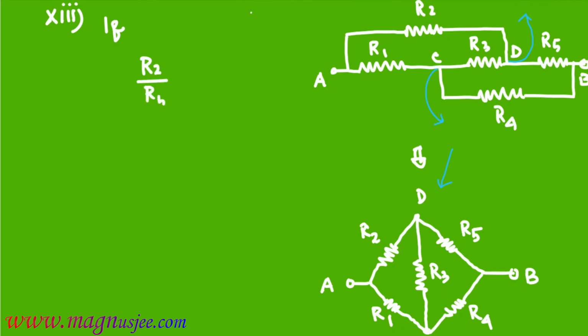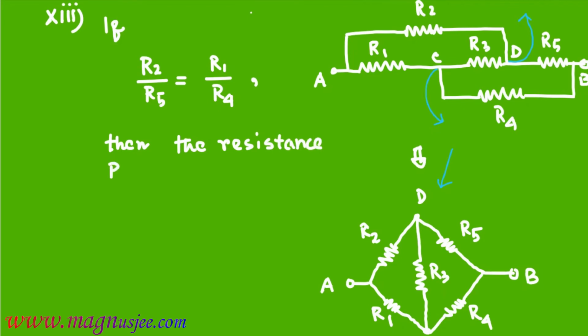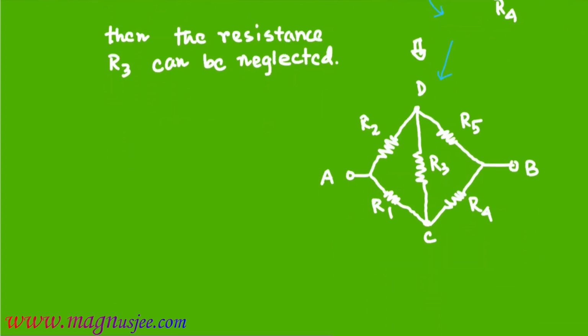And according to Wheatstone bridge principle, if R2 by R5 equals R1 by R4, that is, the ratio of resistances above the middle resistance R3 is equal to the ratio of resistances below the middle resistance R3. That means R2 by R5 is the ratio of resistances above R3. So if R2 by R5 equals R1 by R4, then the resistance R3 can be neglected or removed from this circuit diagram, because no current flows through the branch containing the resistance R3.